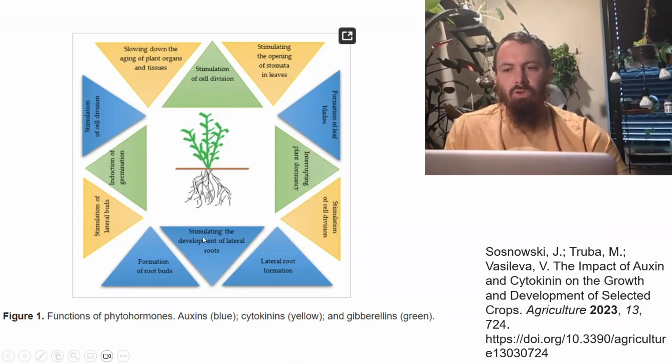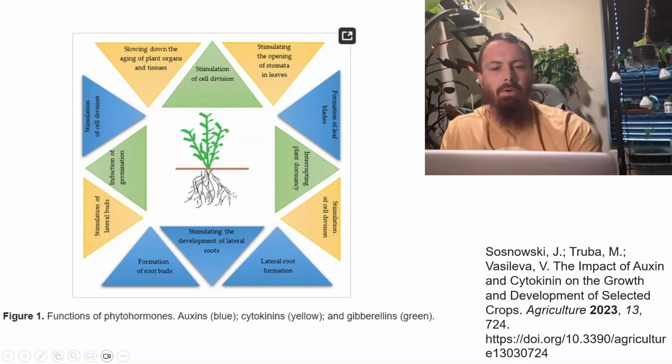Now when we talk about roots over here, this is mostly auxin, formation of root buds, stimulating lateral root formation. So auxins are really prominent in roots there. Now when we're talking about lateral buds, so stimulation of lateral buds by cytokinins, induction of germination by gibberellins, stimulation of cell division by auxins. And you kind of see how they start to interplay with each other there.